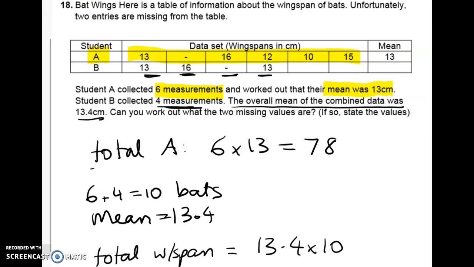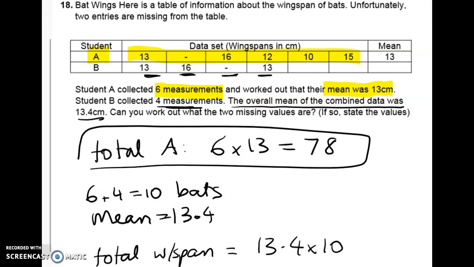The first thing we're going to do is look back at student A. We know that he or she had 6 values and they have to add up to 78, and we've got 5 of them. Once you think about it like that, it's a pretty easy question. Let's add up those other wingspans. We've got 13, 16, 29, 41, 52, 67. So that tells me that this bat must have a wingspan of 11.